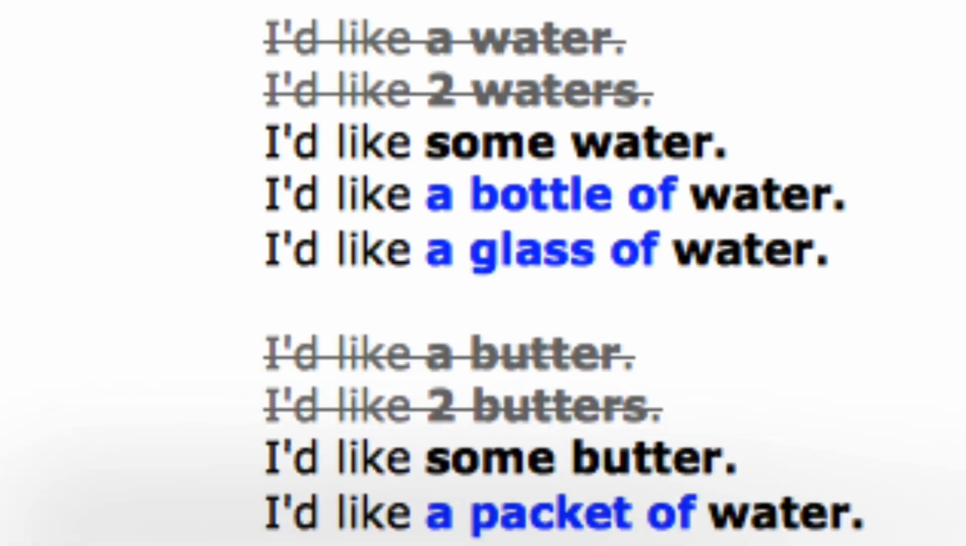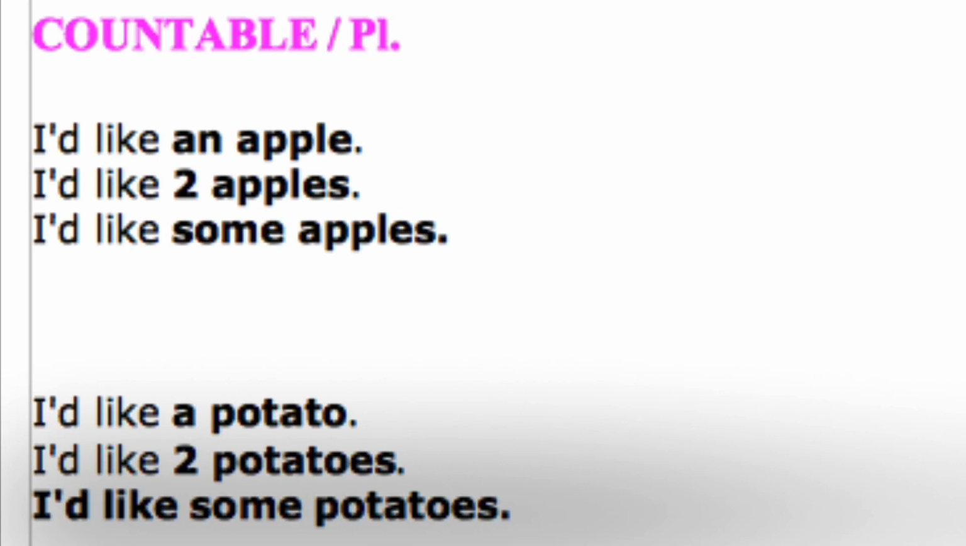Likewise, you can't say, I'd like a water, I'd like 2 waters. You have to say, I'd like some water, I'd like a bottle of water, I'd like a glass of water. And if you go to the bar and say, I'd like 2 waters, you're referring to whatever they sell, a glass or a bottle. You can't say, I'd like a butter or I'd like 2 butters unless you're inside a supermarket asking and it's obvious what kind of packaging it has. You should really say, I'd like some butter or I'd like a packet of butter.